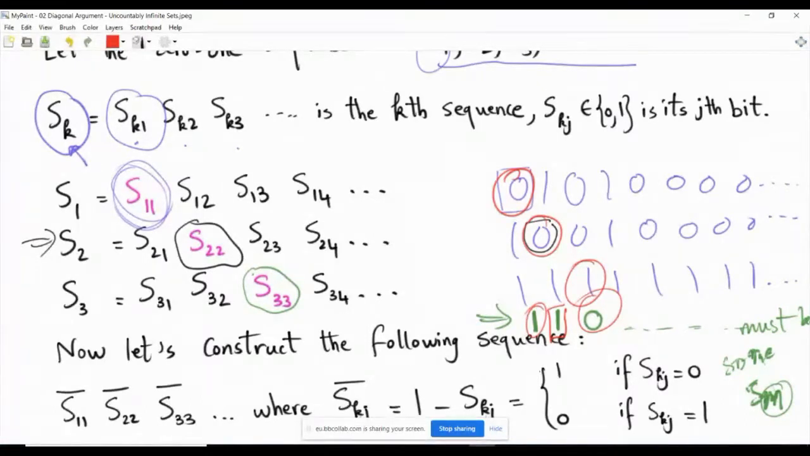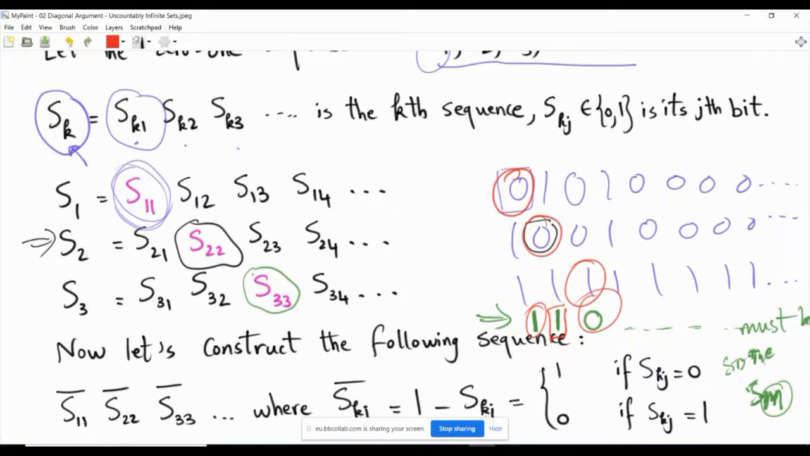No, because remember how this new sequence was constructed. For the nth bit in the new sequence, you go to the nth sequence and you take its nth bit and then you flip it. If it's a 0, you make it 1. If it's 1, you make it equal to 0. So this means that our new sequence is not any of those sequences.